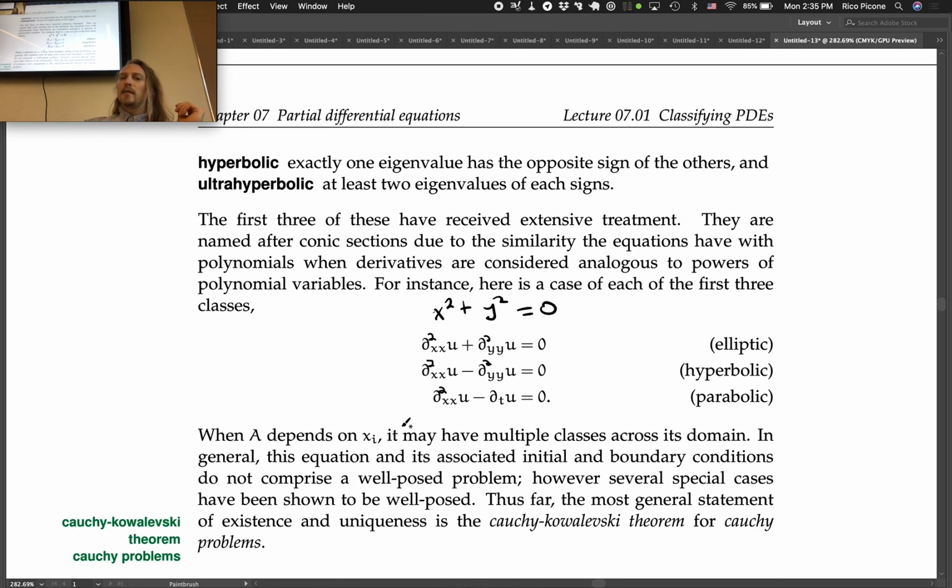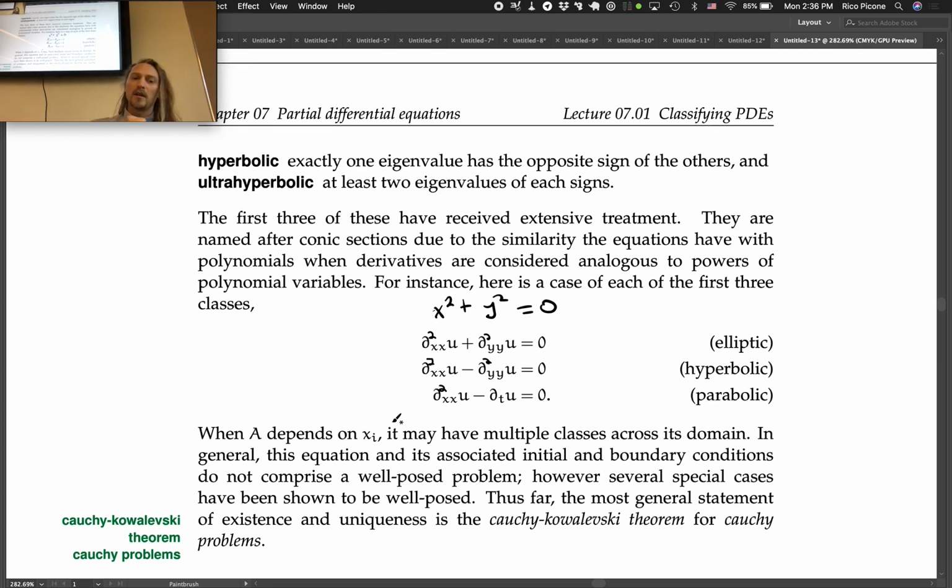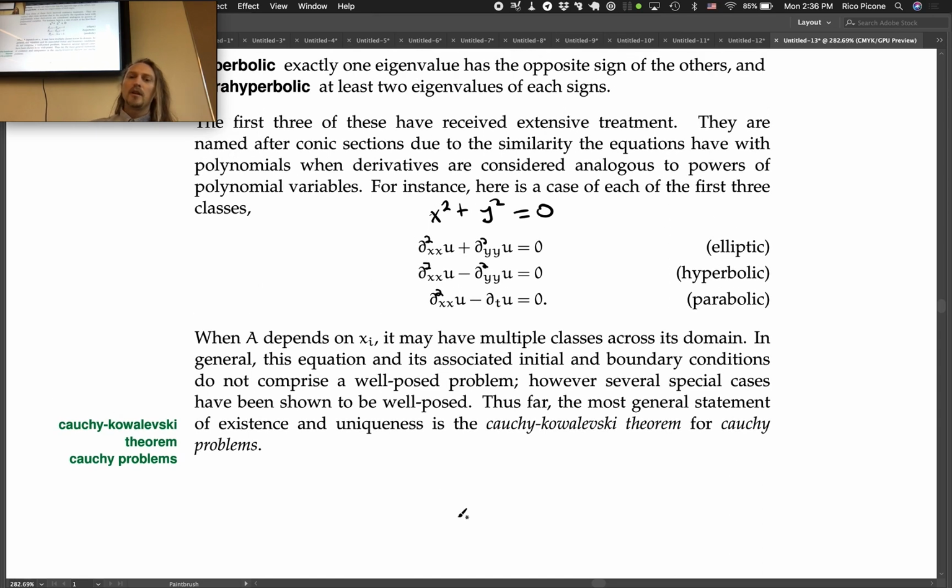When alpha depends on x_i, remember in general, those alpha coefficients can depend on the independent variables x_i. It may have multiple classes across its domain. The eigenvalues might all be negative for a while, but then in some part of the domain, one of them is positive. And so it goes from being elliptic to being hyperbolic. In general, this equation and its associated initial and boundary conditions do not comprise a well-posed problem. However, several special cases have been shown to be well-posed. Thus far, the most general statement of existence and uniqueness is the Cauchy-Kowalewski theorem for Cauchy problems.